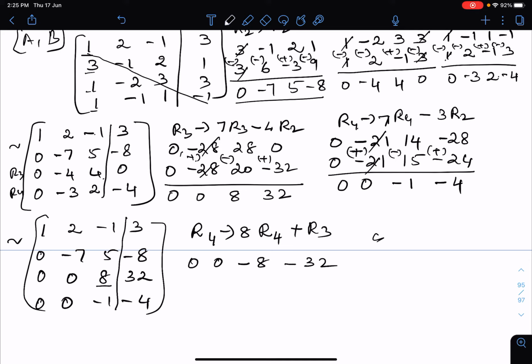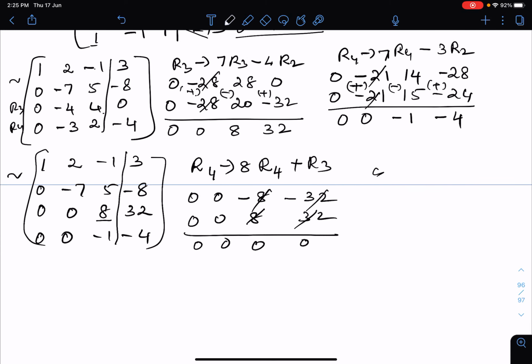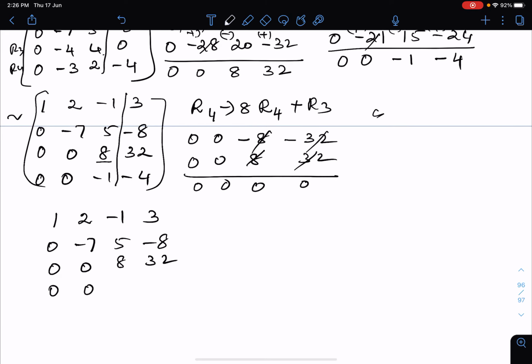And what about our R3? 0, 0, 8 and 32. So you just add, they are of opposite sign, so all the elements get cancelled, you get it as 0. So our R4 is 0. So what is our equivalent matrix? 1, 2, minus 1 and 3, 0, minus 7, 5 and minus 8. And this is R4, isn't it? What is our R3? 0, 0, 8 and 32. And our R4 is fully 0.